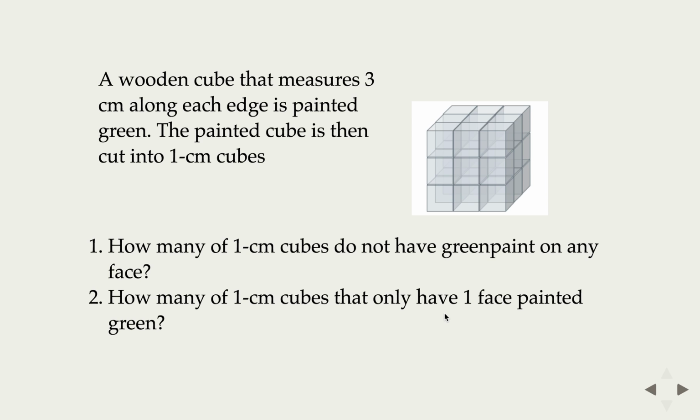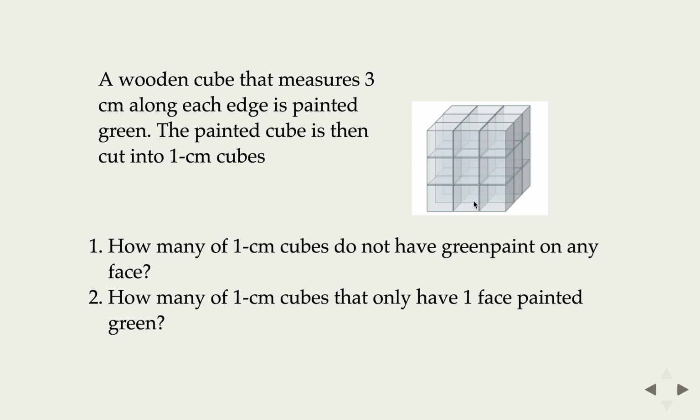So in this problem, we have a wooden cube that measures 3 centimeters along each edge and is painted in green. All right, the color, of course, doesn't matter. We can pick any color. Now, the painted cube is cut into smaller cubes. We have 27 of them, as we figured out earlier in this lecture. Now, I have 2 questions. One is, how many of these unit cubes do not have any green paint at all on any face? And how many such cubes have only one face painted in green?